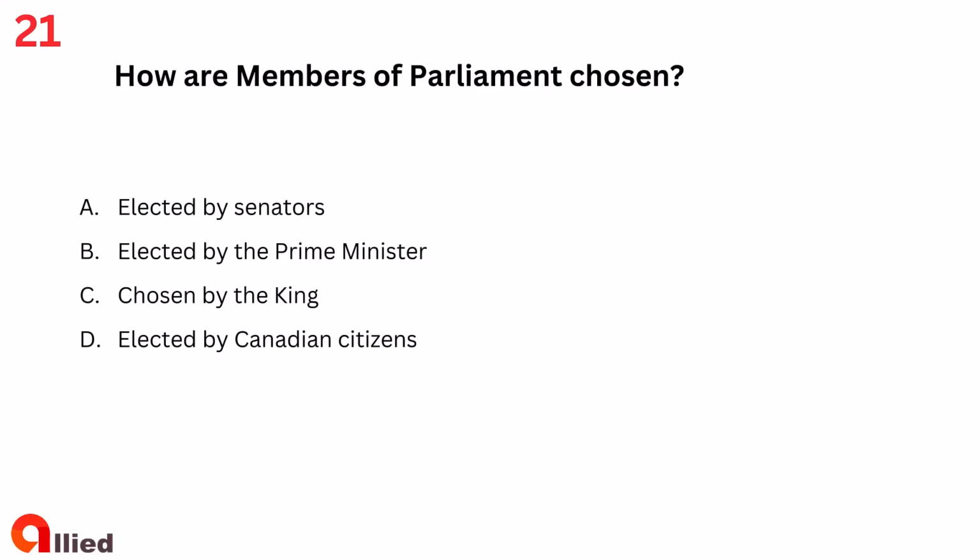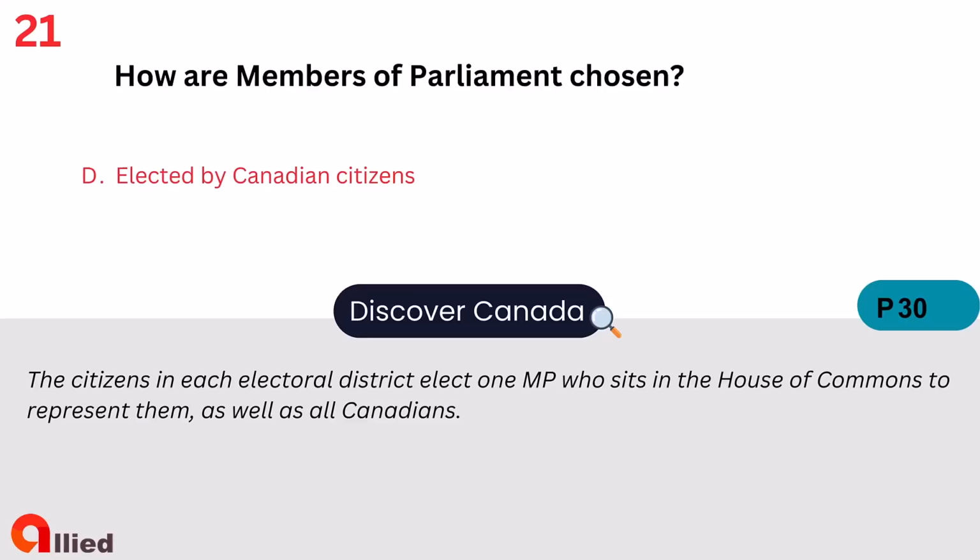Question 21. How are members of Parliament chosen? A. Elected by senators. B. Elected by the Prime Minister. C. Chosen by the King. D. Elected by Canadian citizens. The answer is D. Elected by Canadian citizens.